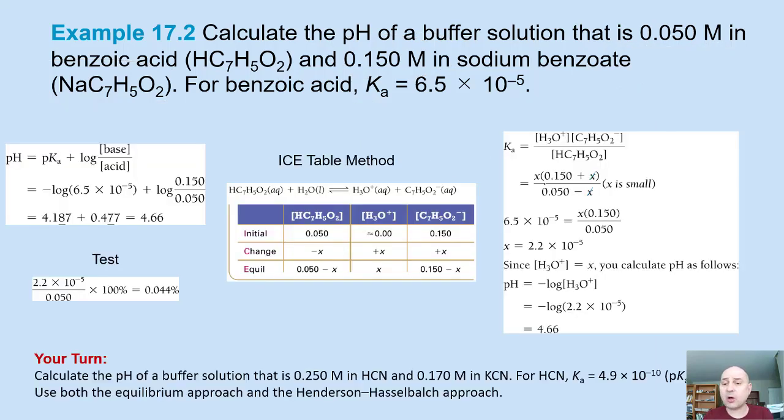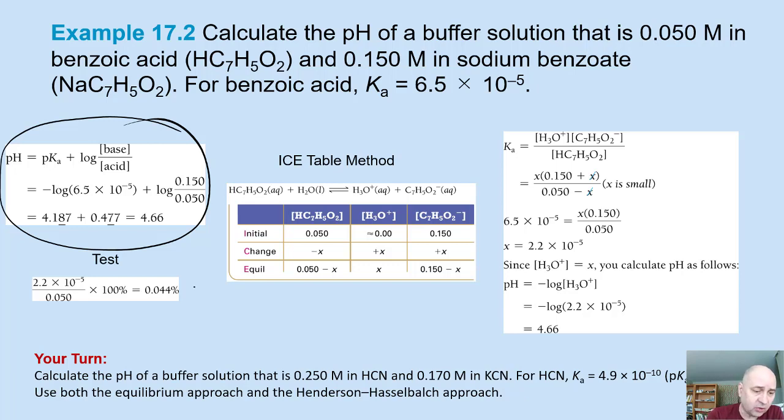This is the problem all worked out. I used this equation here. I didn't bother with the ice table, but you can. But you should always do the test, because if the test doesn't work, then the Henderson-Hasselbalch equation also doesn't work. So do your test, make sure that you have a dissociation that is less than 5%, just like we did for acids and bases.